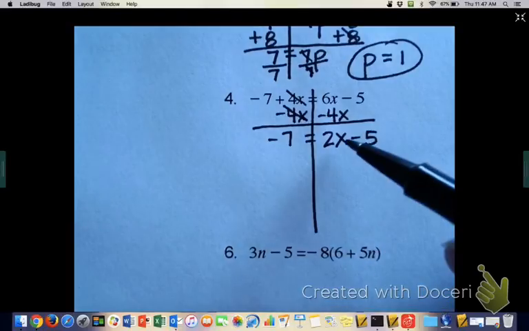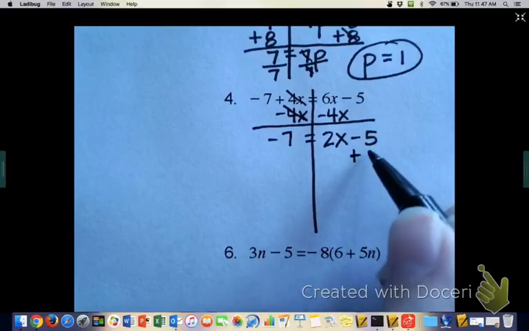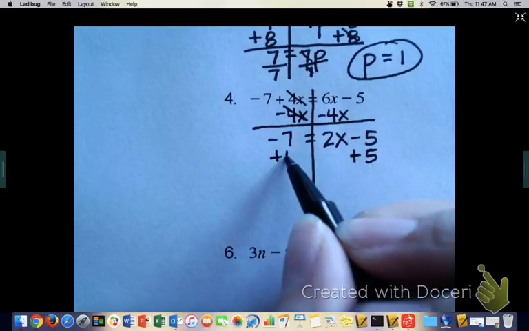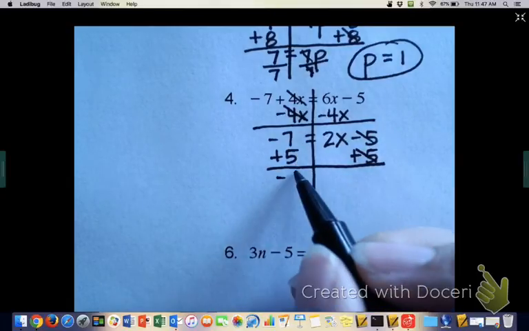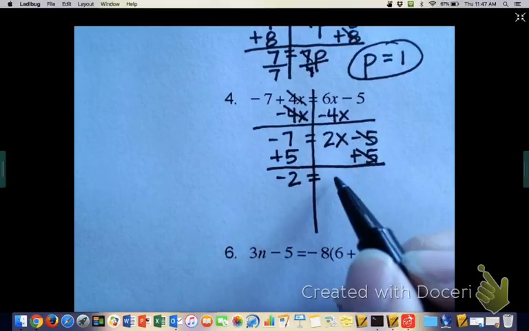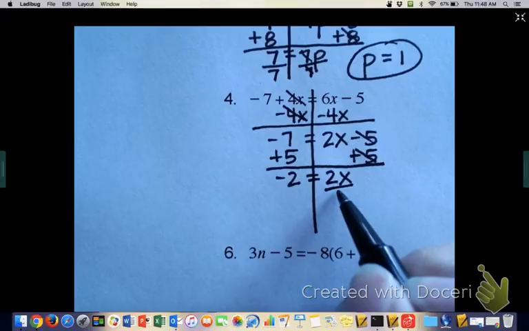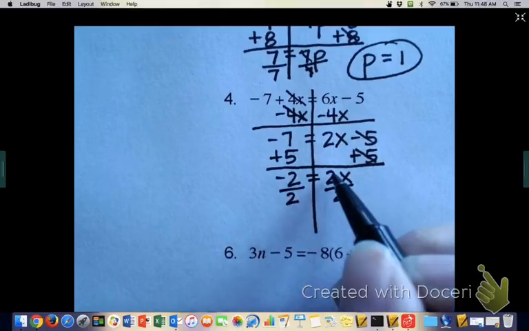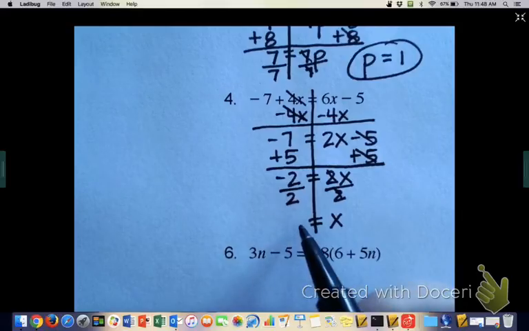You got to get x by itself, so we got to get rid of the minus 5. To do the opposite is plus 5. Negative 7 plus 5 is negative 2. On this side, bring down your 2x. And the last step is almost always going to be to divide. X is being multiplied by 2, so we're going to divide by 2. Cancel. X equals negative 2 divided by positive 2 is negative 1.